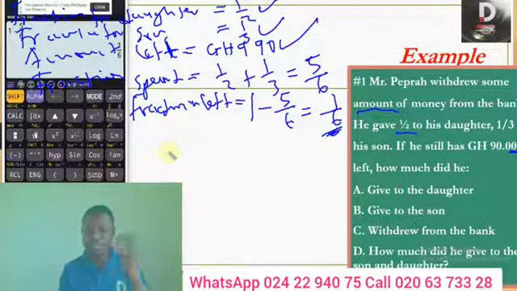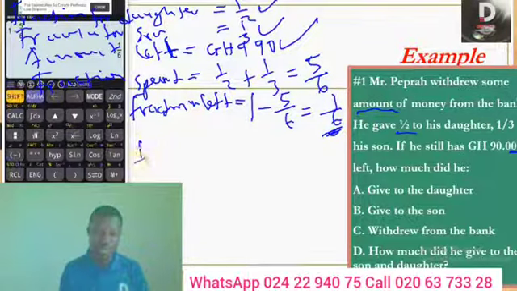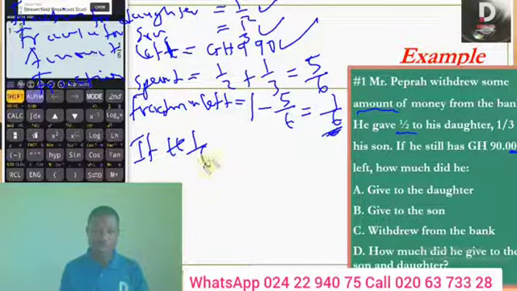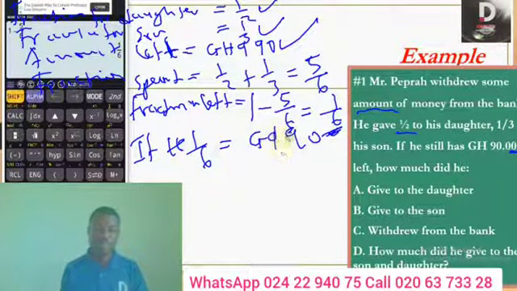You will see why I'm doing this, and it's the best way. It simplifies your work. So if 1 over 6 is equal to 90 cedis, we have finished answering the question. So the amount given, look for each fraction and equate. That's all. Then now we can answer the questions.